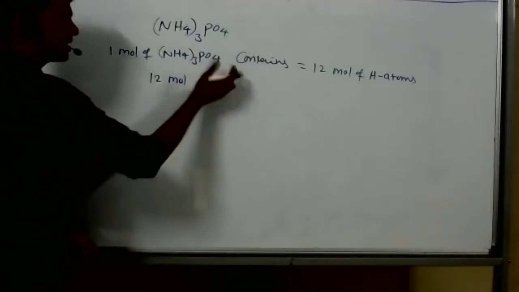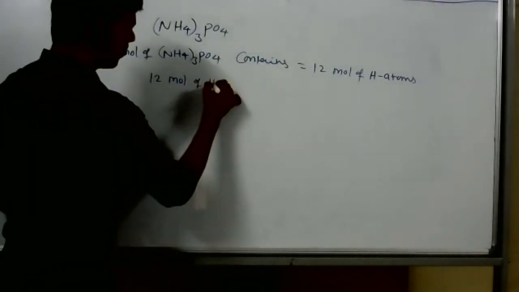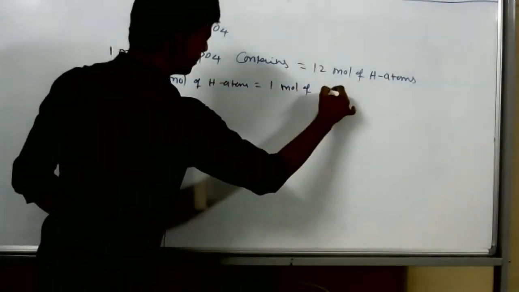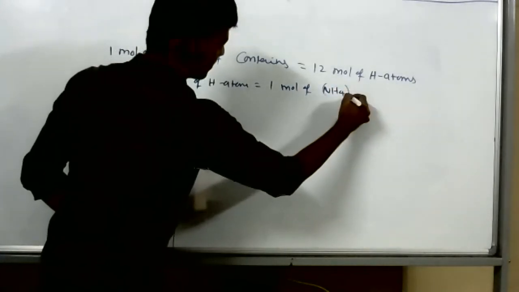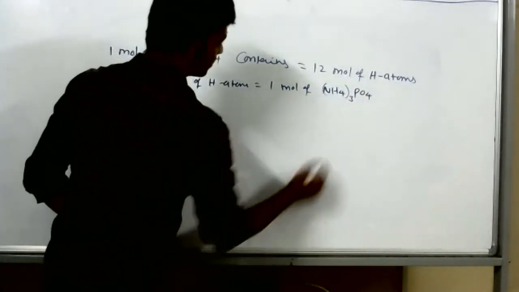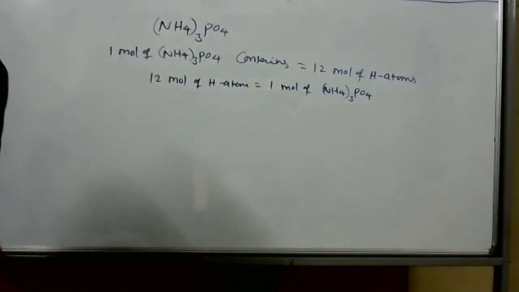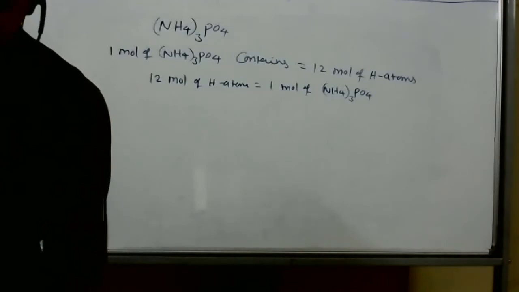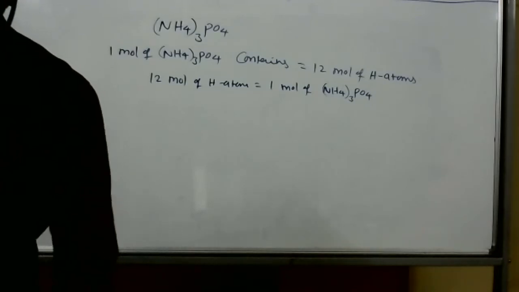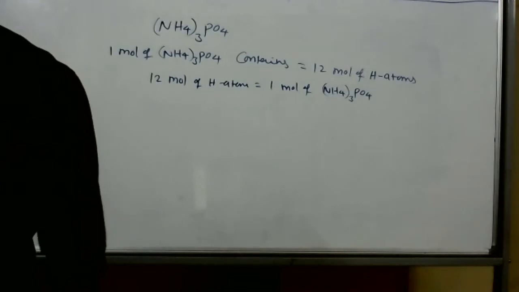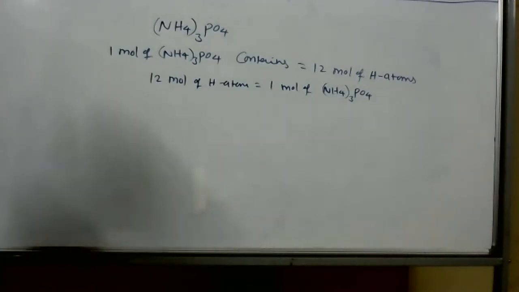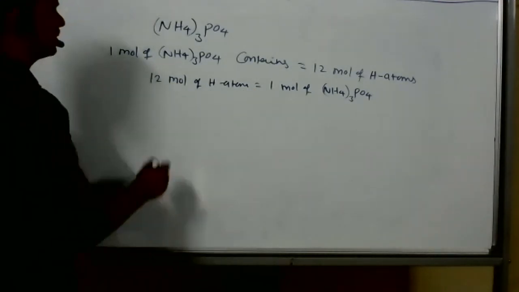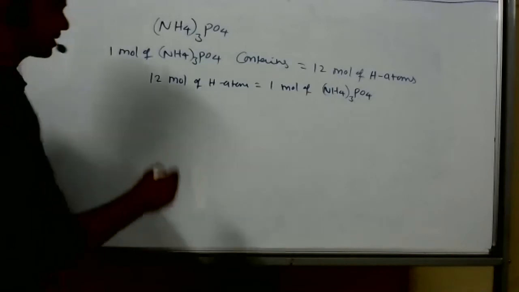So I'm writing the step in reverse. 12 moles of hydrogen atoms is equal to 1 mole of ammonium phosphate. For convenience, I'm writing like this. Sir, is the answer C? 2.12. Yeah, 2.12 is correct. 12 moles of hydrogen atoms is equal to 1 mole of ammonium phosphate. Then the given value in the question is 6.36.